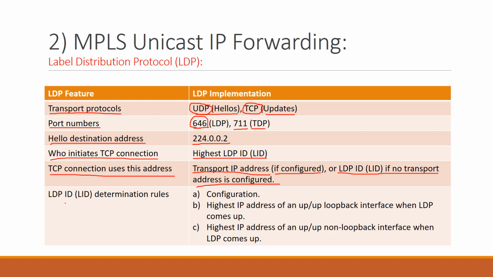Last thing, what are the LDP ID determination rules? As we mentioned, like OSPF, it starts with the configured LDP ID. Then if there is no configured LDP ID, it uses the highest IP address of an up loopback interface when LDP comes up. If no loopback interface is in up state, it will use the highest IP address of an up non-loopback interface when LDP comes up. Simply like OSPF.